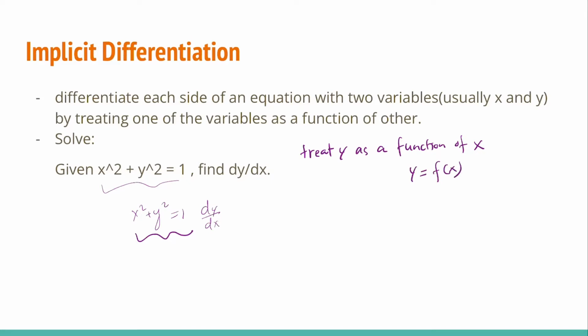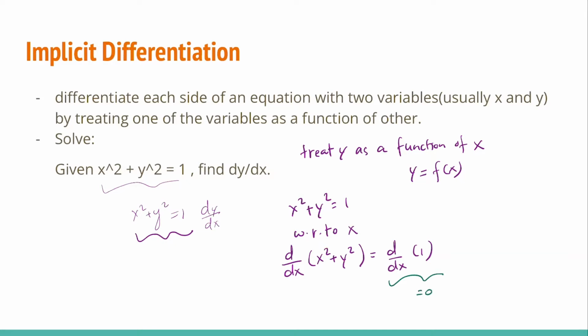And so if we have x squared plus y squared equals 1, we can differentiate with respect to x. So that will give us d over dx of x squared plus y squared equals d over dx of 1. And we know the derivative of a constant is 0, right? This is going to be 0. So that means we can only look at whatever we have on our left hand side.